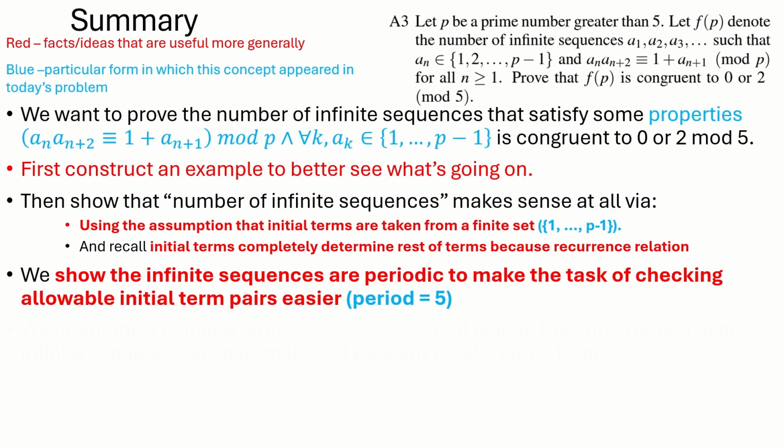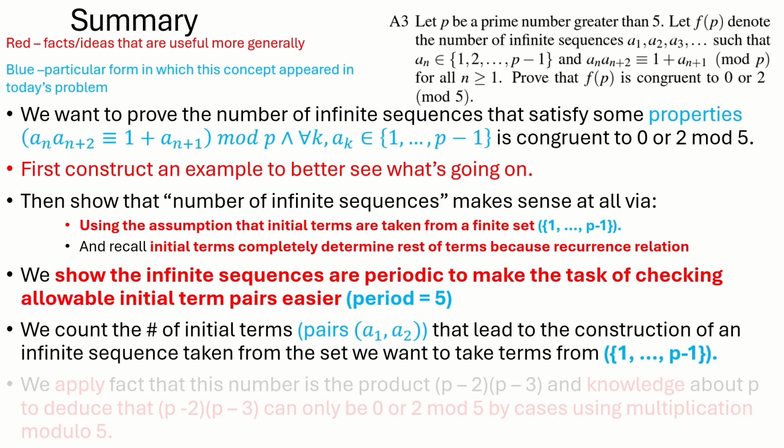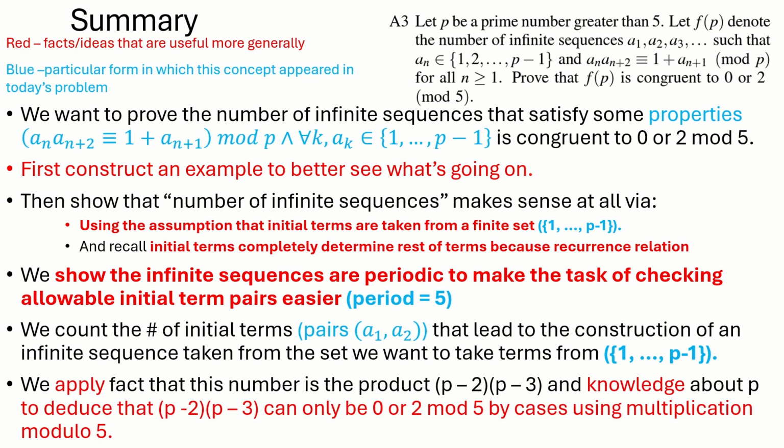Using our expressions for the terms in the first period of the sequence, we count the number of initial values that ensure the property of not being 0 mod p. Finally, we prove this number is congruent to 0 or 2 mod 5.